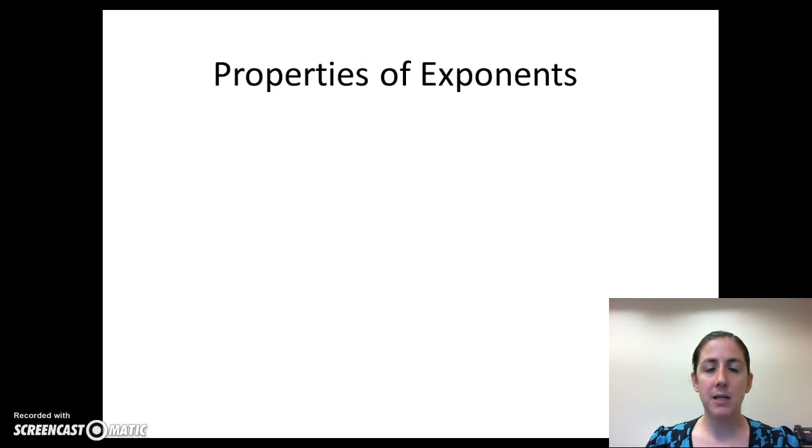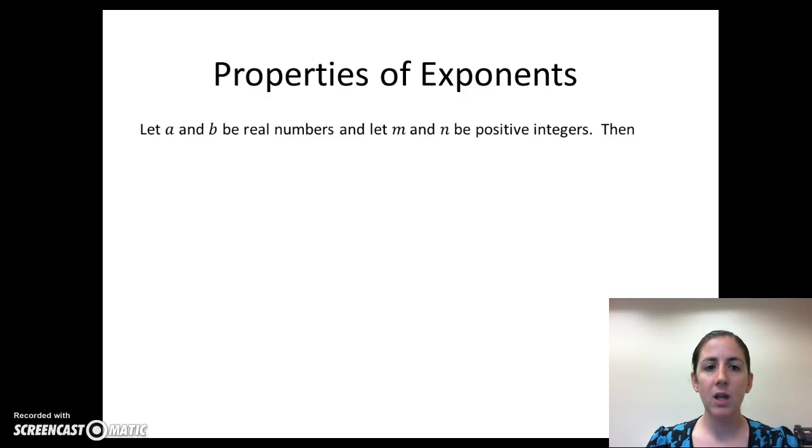Now there's a bunch of properties that go along with these integral exponents. So we're going to let a and b be real numbers, and m and n are going to be positive integers. The first property we're going to talk about is a to the m times a to the n. Like bases being multiplied, you're going to add their exponents. So that would become a to the m plus n. For example, 3 to the 5th times 3 to the 3rd would be 3 to the 5 plus 3, or 3 to the 8th.